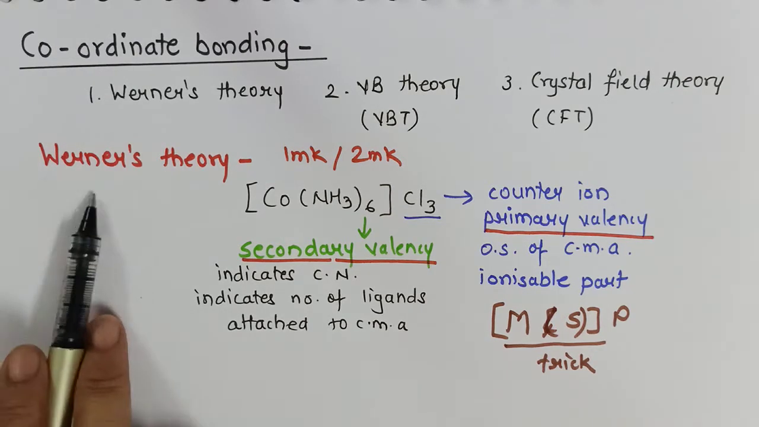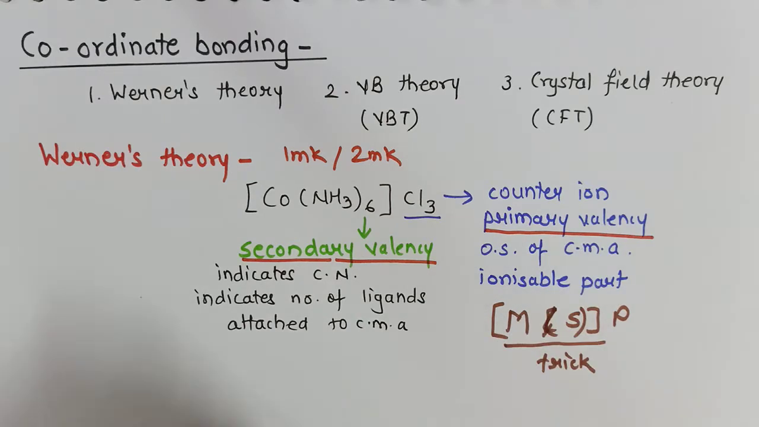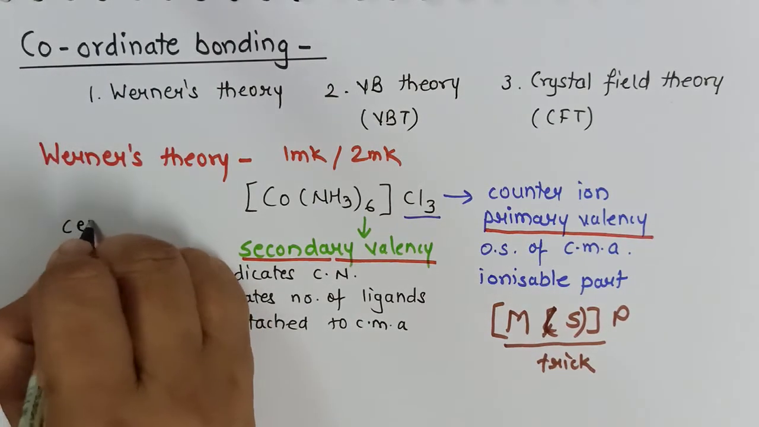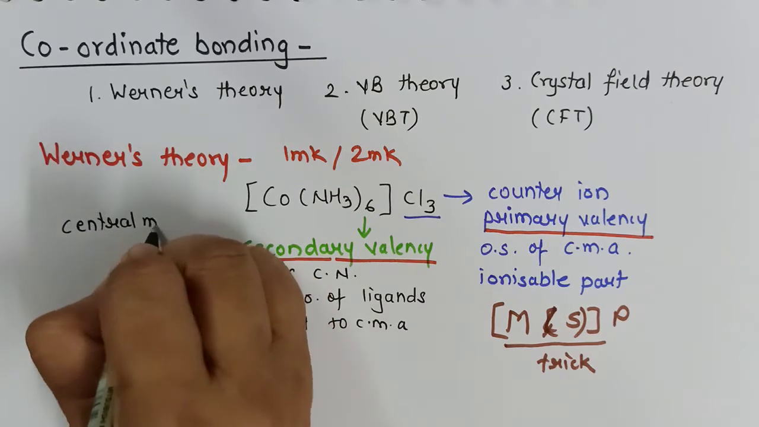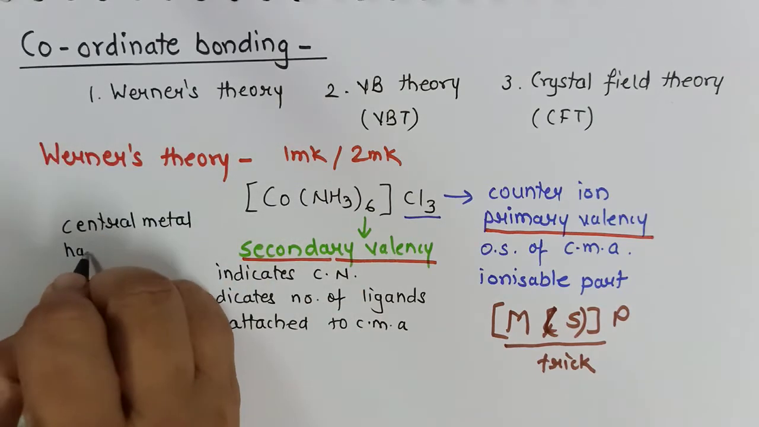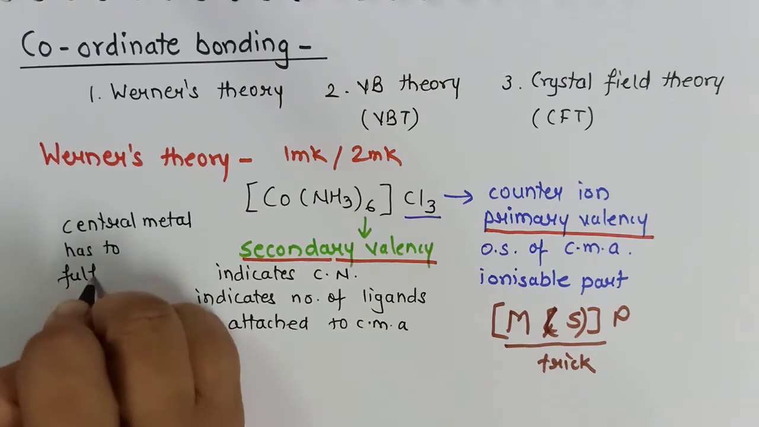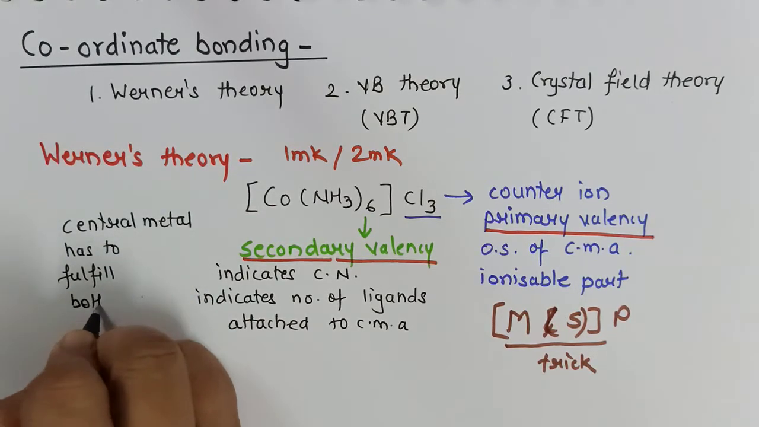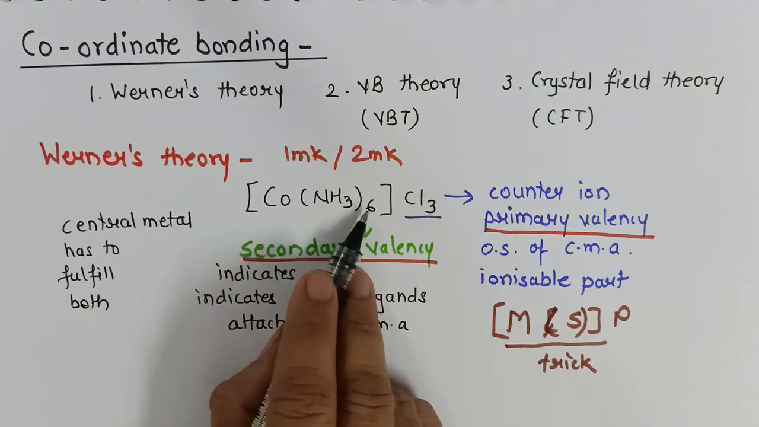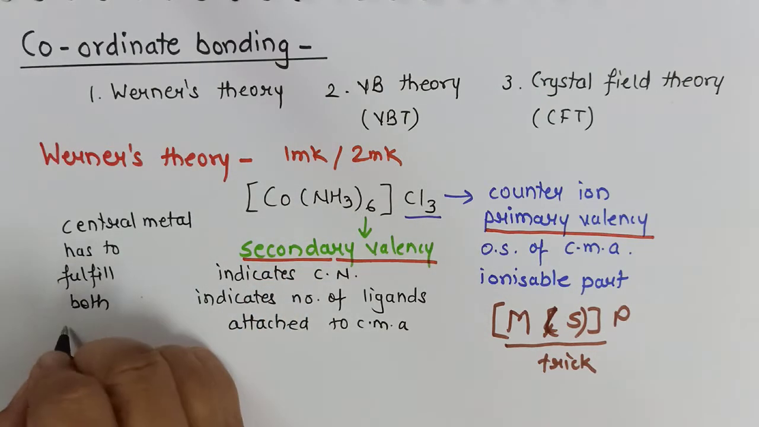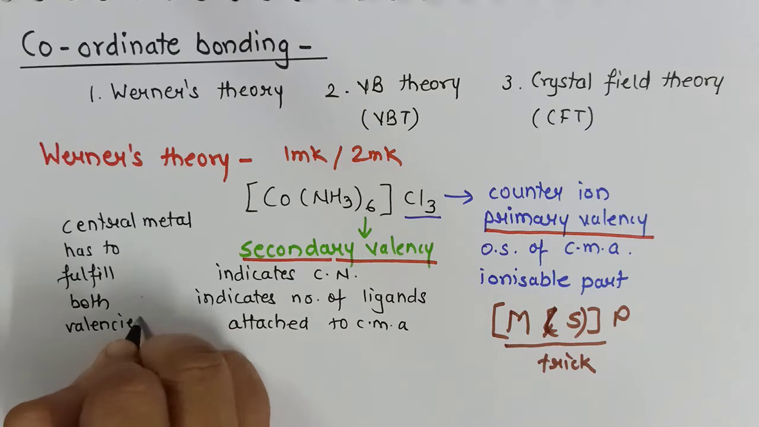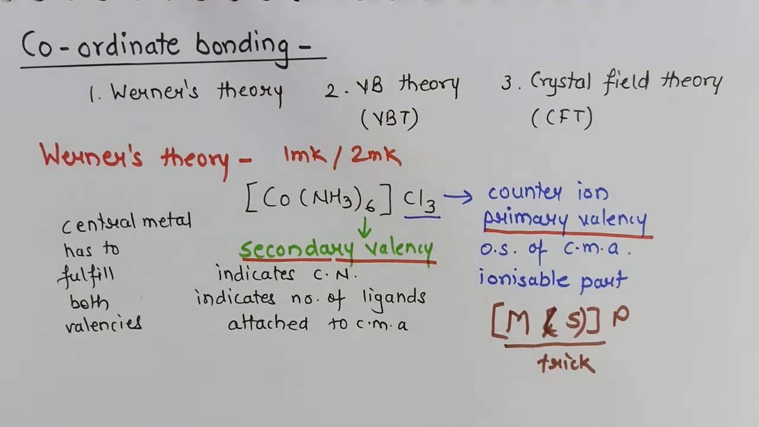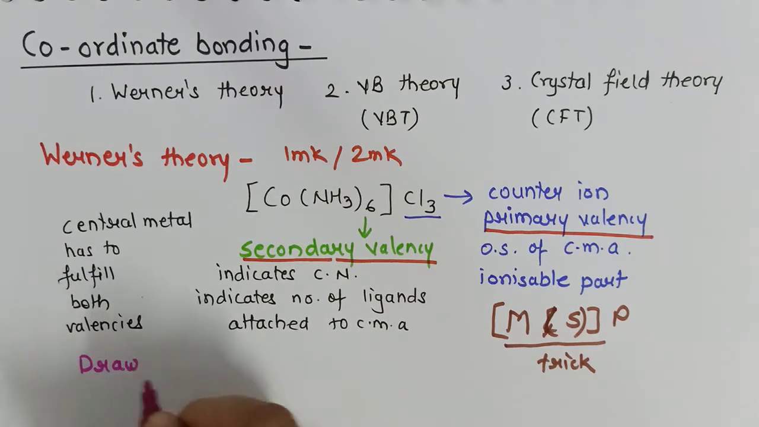Now Werner says that there are two valencies, primary and secondary, and the central metal has to fulfill both these valencies. That means in the given example, cobalt has to fulfill this number 6 as well as number 3. Although Werner's theory gives us the concept of different types of valency, the ionizable part and the non-ionizable part, still it has certain drawbacks.